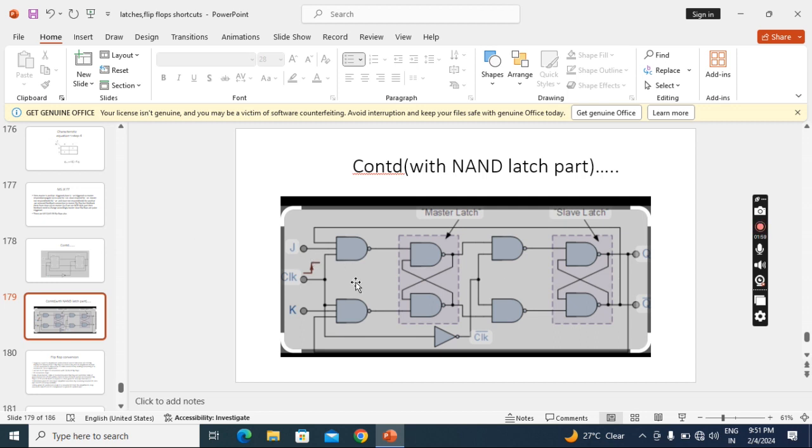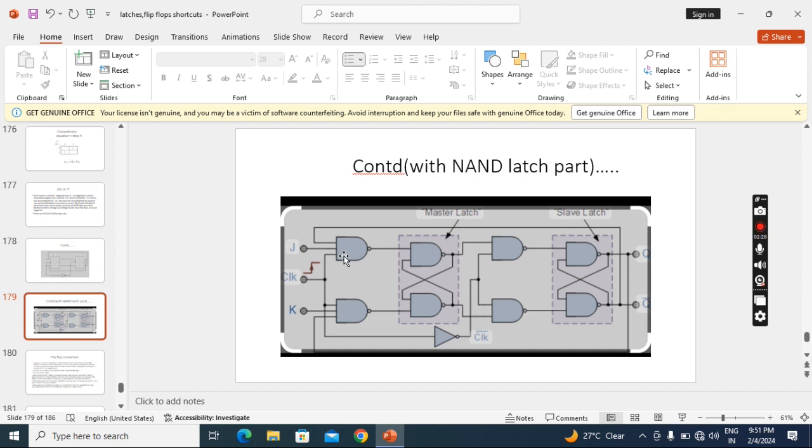So this master flip-flop will work for positive. This is positive triggered and this is for negative triggered. It means for positive, the master flip-flop will respond. It will send input to output. For positive trigger, the slave flip-flop will hold. It won't respond.